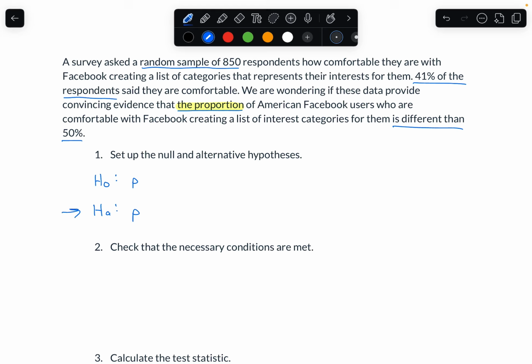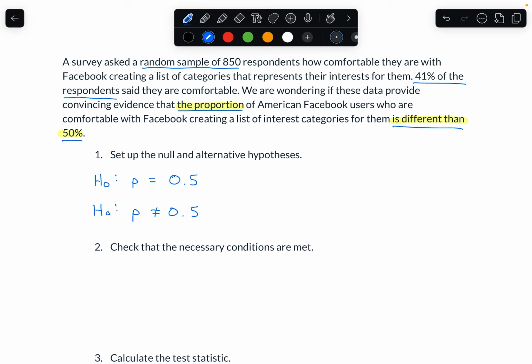If I look at my alternative hypothesis to start, I'm going to look at what question are we asking, what claim are we making. And I'm going to look at this last sentence right here. I want to know, is this proportion different than 50%? So not less than, not greater than, just different. That means we're doing a two-tailed test. We're going to say different than 50%, which would be 0.5 as a proportion. And once we have our alternative hypothesis, the null hypothesis is always a statement of equality. It's going to be P is equal to 0.5. So we've got our null hypothesis, we've got our alternative hypothesis. That's everything we need to do in this first step.